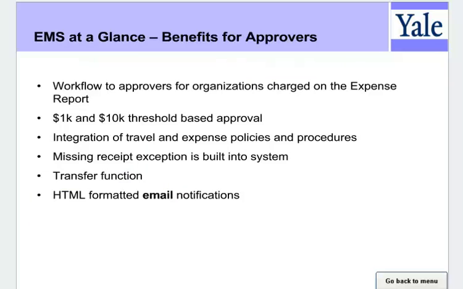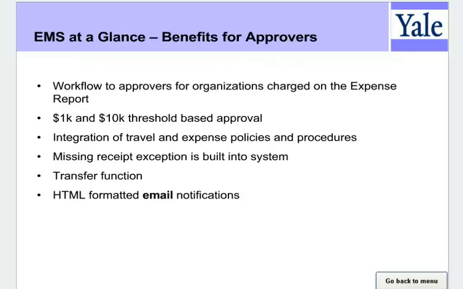As an approver, EMS has several helpful features to make your job easier. There is a built-in workflow to approvers for organizations charged on the expense report. Additionally, you will have the ability to approve expenses based on the threshold-based approval level of $1,000 or $10,000. Expense policies and procedures are also integrated in the system. This makes the approval process more efficient, as preparers must attach the necessary supporting documentation for required expenses before you receive their report.